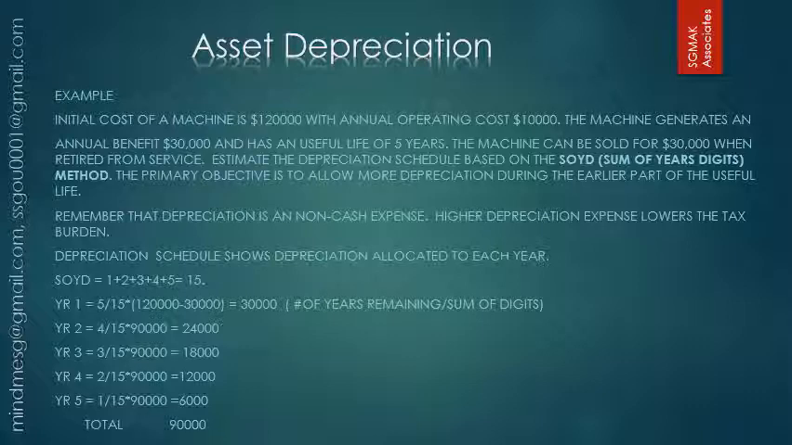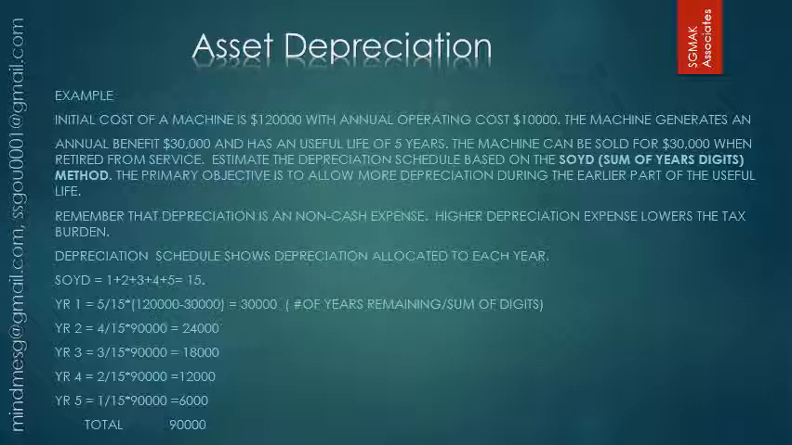So let's look at the very first example. The initial cost of a machine is $120,000. Annual operating cost is $10,000. It generates an annual benefit of $30,000. It has a useful life of 5 years. Now we can sell the machine for $30,000 when retired from service. So that's the salvage value. The first method that we will be using to estimate the yearly depreciation is the sum of years digit method.